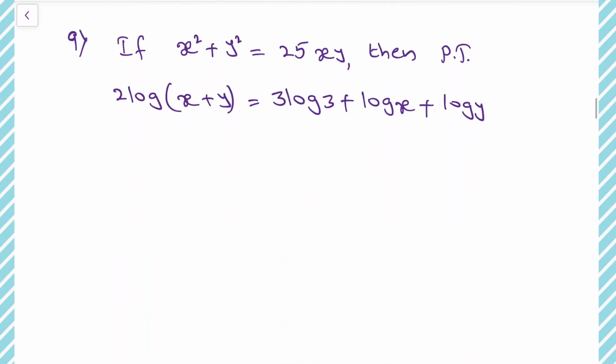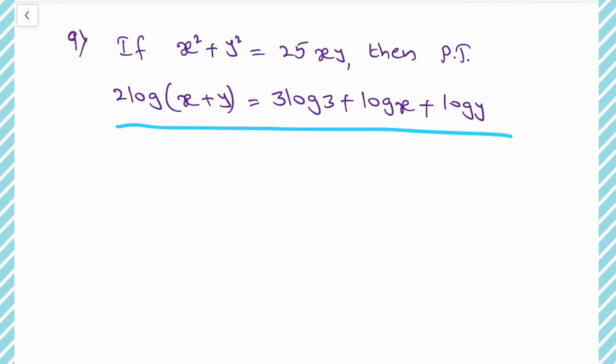Next, this is one of the very important questions. Almost in every exam this question is a must. If x square plus y square equals 25xy, then prove that 2 log of x plus y is equal to 3 log 3 plus log x plus log y. Now this is very simple. First observe the given question clearly.